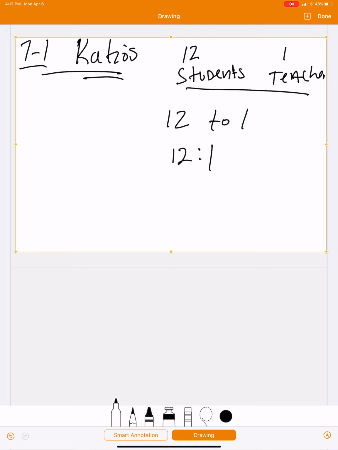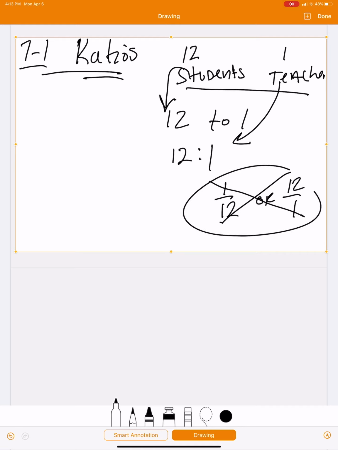A way you can't write it would be 1 over 12 or 12 over 1. That would be wrong. So we always want, in this case, students were first, so I put that there. Teachers were second, I put that there. However, you can use fractions sometimes with this.